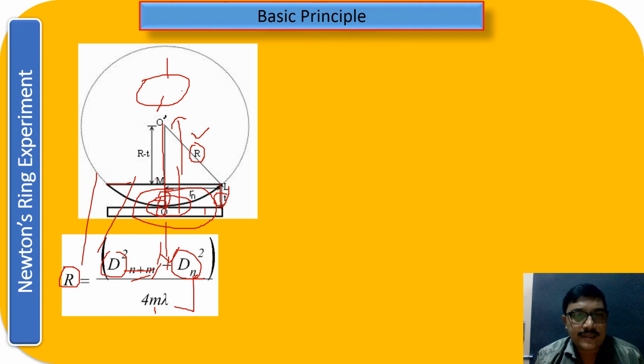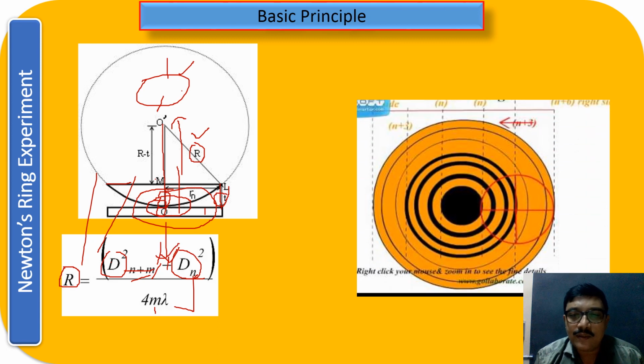So the ring systems, both the ring systems, are complementary in nature, right? Now you just see here, on the right side you can see a diagram. What you can see is the ring system. At the point of contact, the thickness of the air film is 0, hence there is darkening at the point of contact. This is the 0th ring, this is the first ring, second ring, third ring, and so on, right?